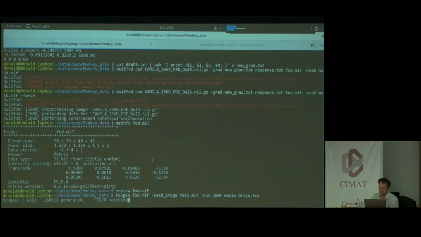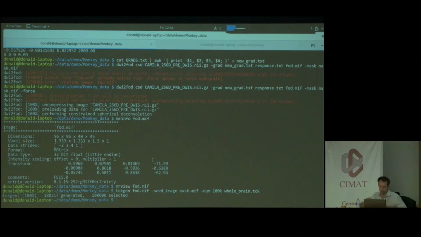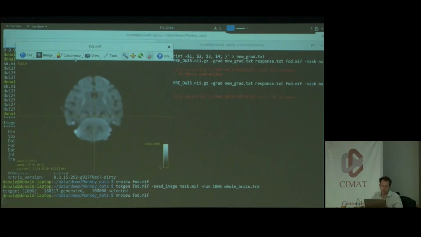It's almost there. Interestingly, you'll notice how many tracks are getting selected out of that, about a 1:2 ratio, which is surprising. So let's hope it's not a big problem.